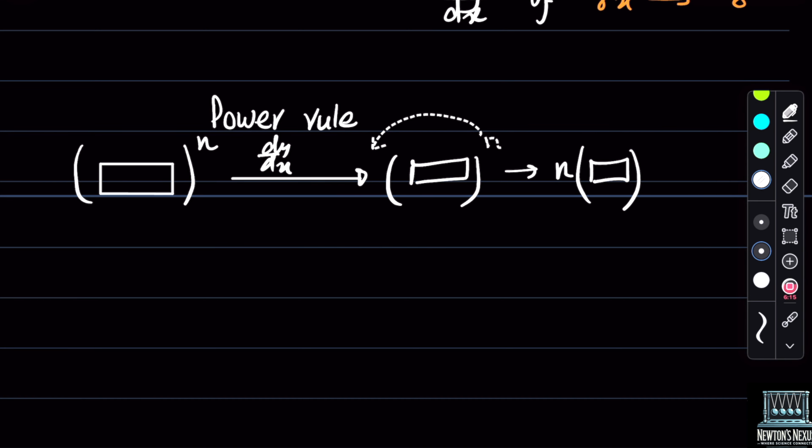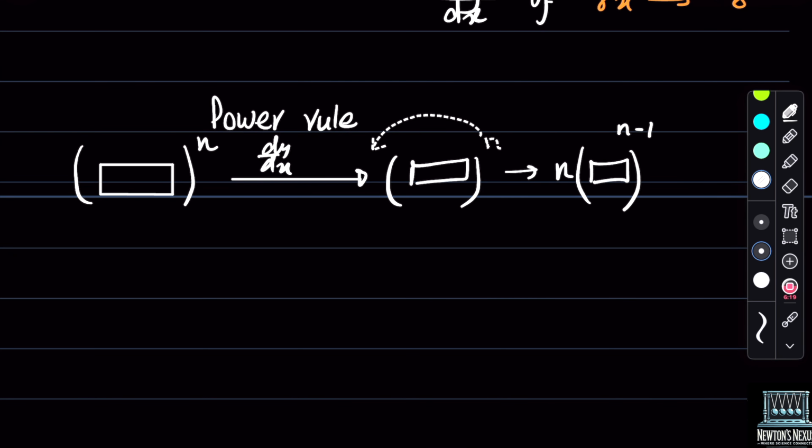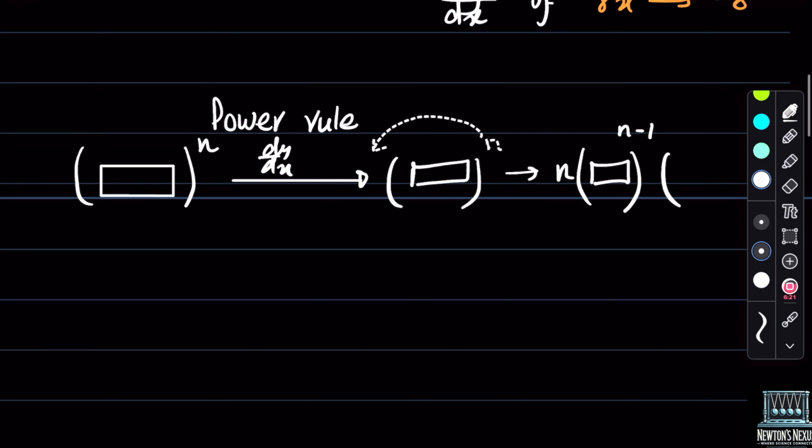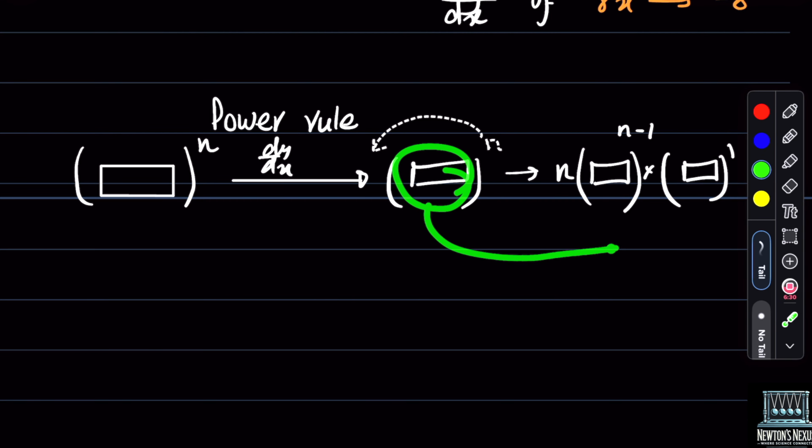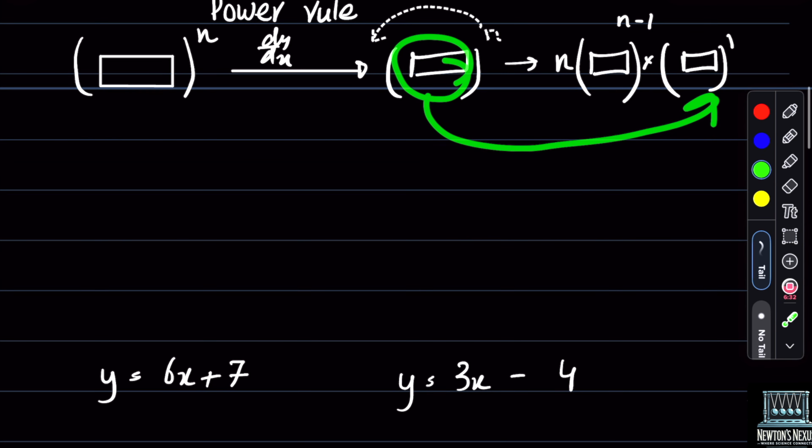And a power of 1 is subtracted from my power of n. So n minus 1, and then it is multiplied by the derivative of the box. All right. So it is multiplied by the derivative of the entire box. So that's basically the power rule.